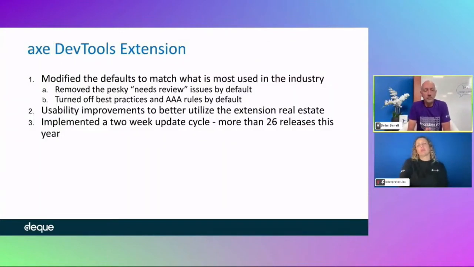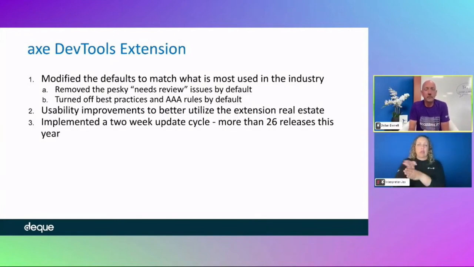So we've also invested quite a lot of resources over the past year in improving the Axe DevTools extension. Now, for those of you who know this extension, this is our free version of the extension, and it embeds, of course, the Axe core library into it. But what we did over this year, and these are free modifications that are freely available to everybody, is first of all, we modified the defaults to match what is most commonly used in the industry. Because the configuration of that is not a free feature, we got a lot of feedback that the AAA rules being turned on was causing people a lot of trouble, and also a lot of these needs review issues were really polluting the results that were being returned by the extension and making it difficult to use. So we modified the defaults to match what is most commonly used in the industry.